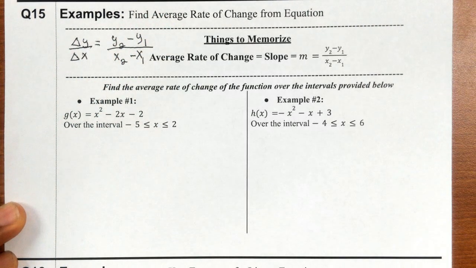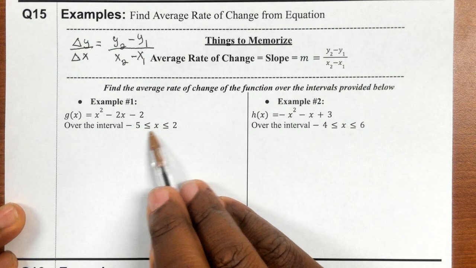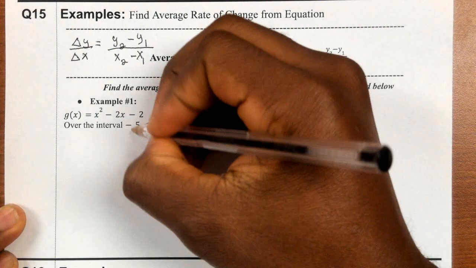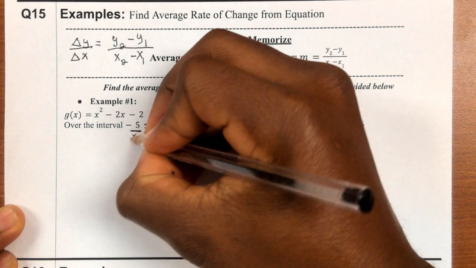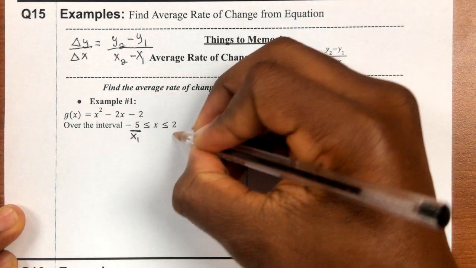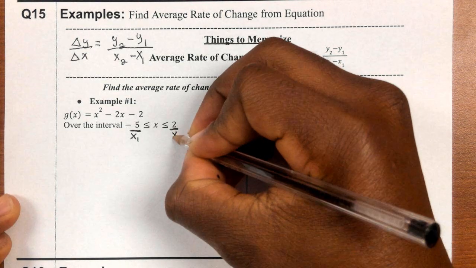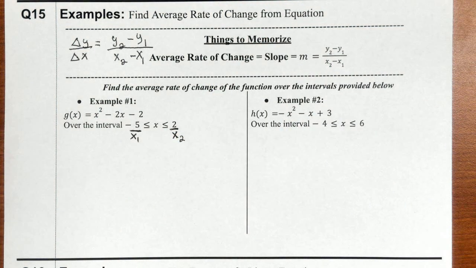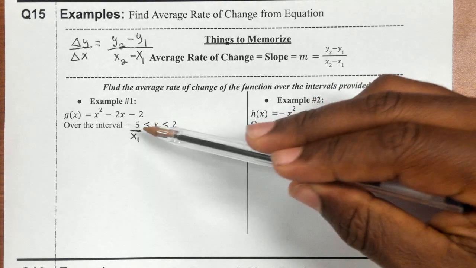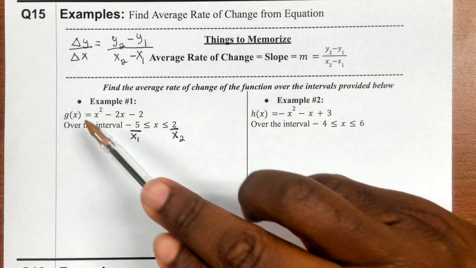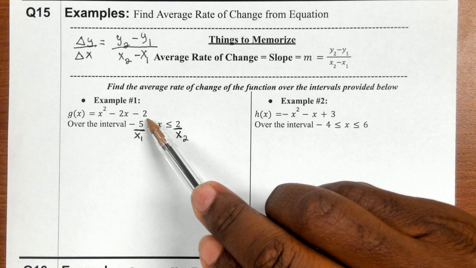Alright? So here we were given some interval for x's. So this can be considered your x1, and this can be considered your x2. So we have our two x values, but we don't have the y values. So we need to find the y values that go with each of these x values, and that is why we were given this equation.